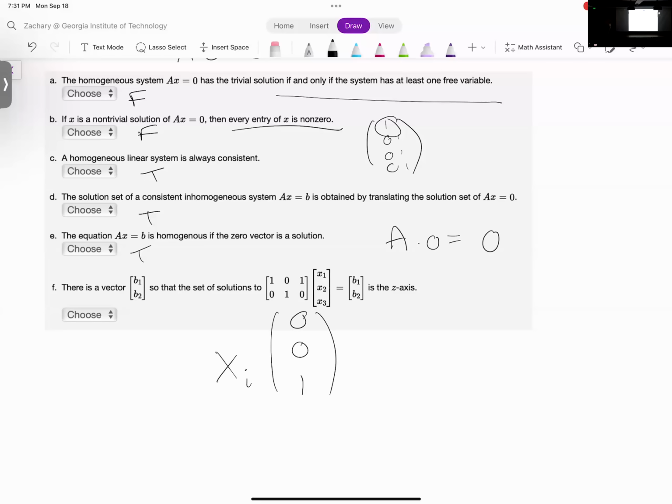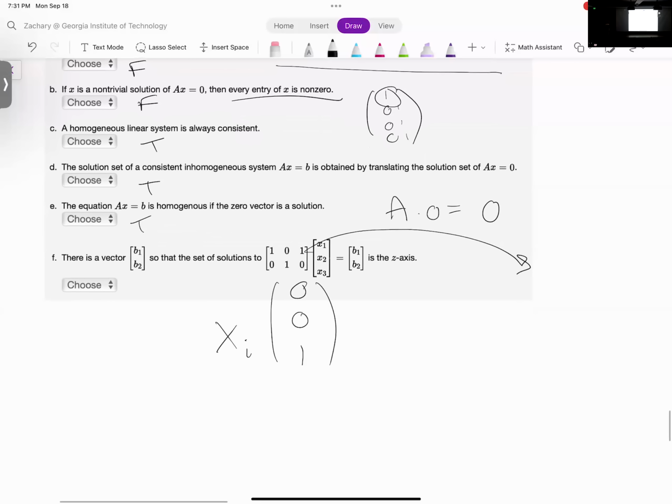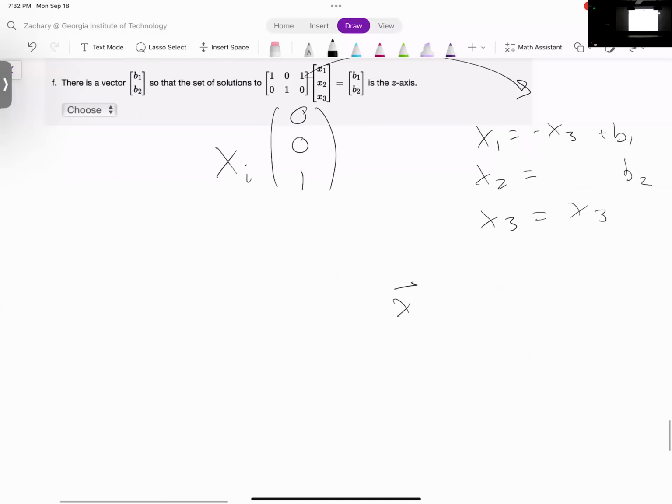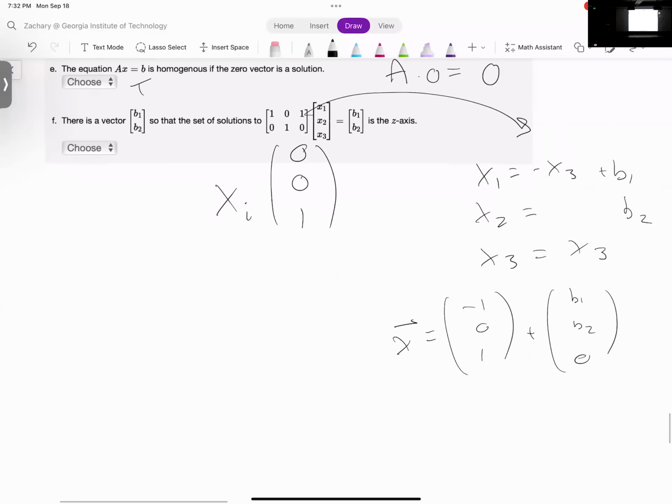What you can do is solve this for parametric vector form. You get x1 equals minus x3 plus b1, x2 equals b2, x3 equals x3. So we're going to get the x vector equals x3 times -1, 0, 1 plus b1, b2, 0. Oh, it's x3.